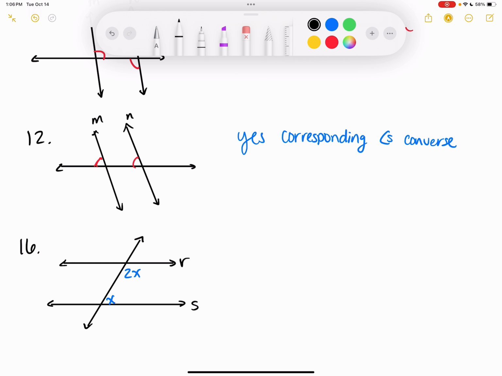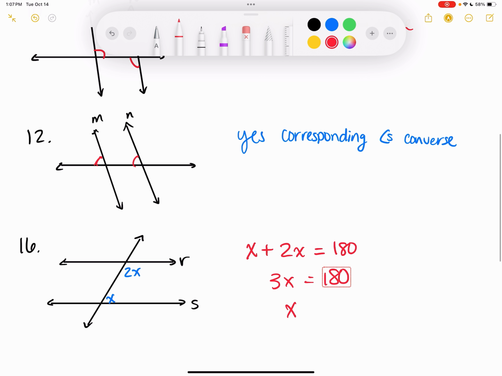So for R and S to be parallel, what has to be true of x and 2x? They add up to be 180. This seemed to be what we were having trouble with when we were doing quiz review. These angles in here add up to equal 180. They're not congruent to each other. A lot of you are setting them equal to each other. They have to add up to be 180. So then 3x is equal to 180. So x is equal to 60. And that would be your answer on that one.